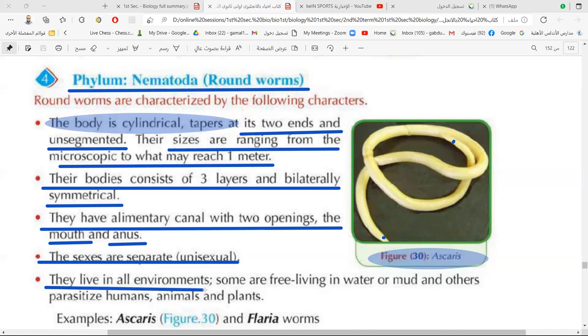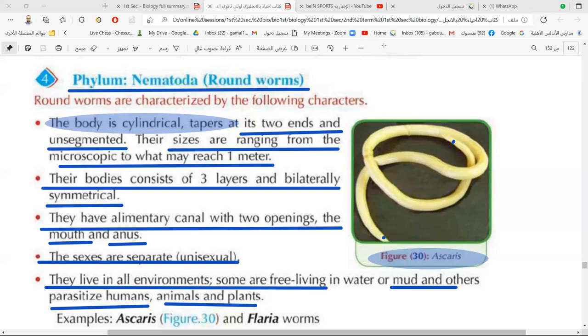And they live in all environments. Some of them are free living, others live in mud, and others live as parasites in humans, animals and plants. So roundworms or Nematoda live in different environments. An example here is Ascaris worm, which is parasitic on humans and causes anemia because it feeds on the digested food.